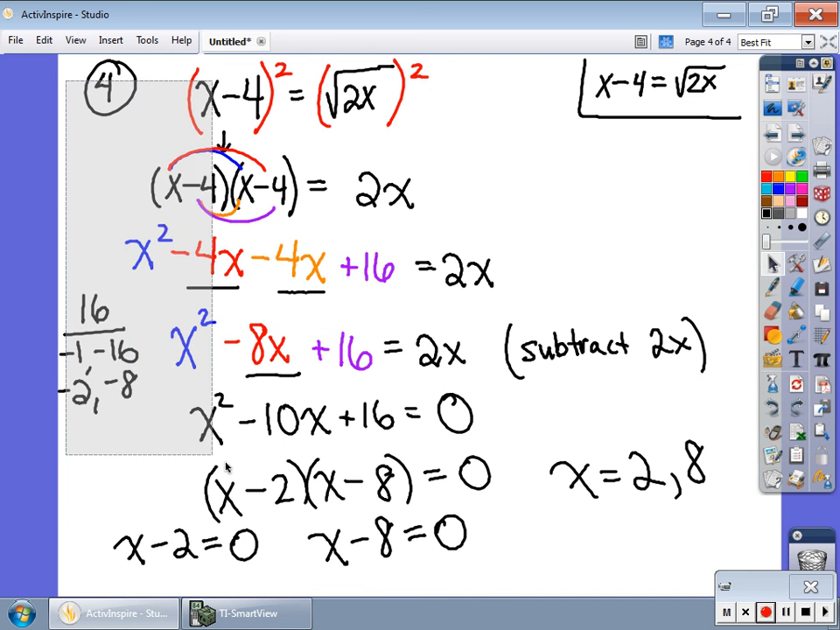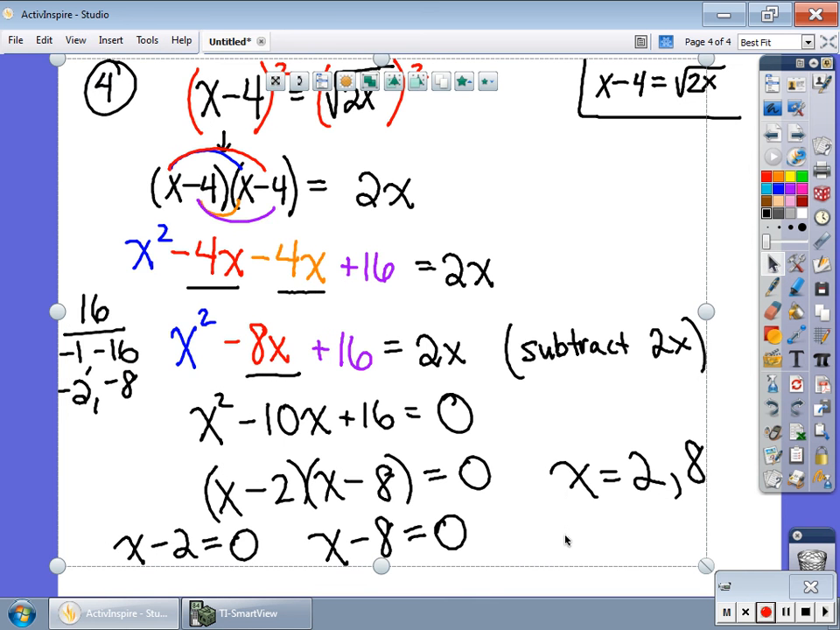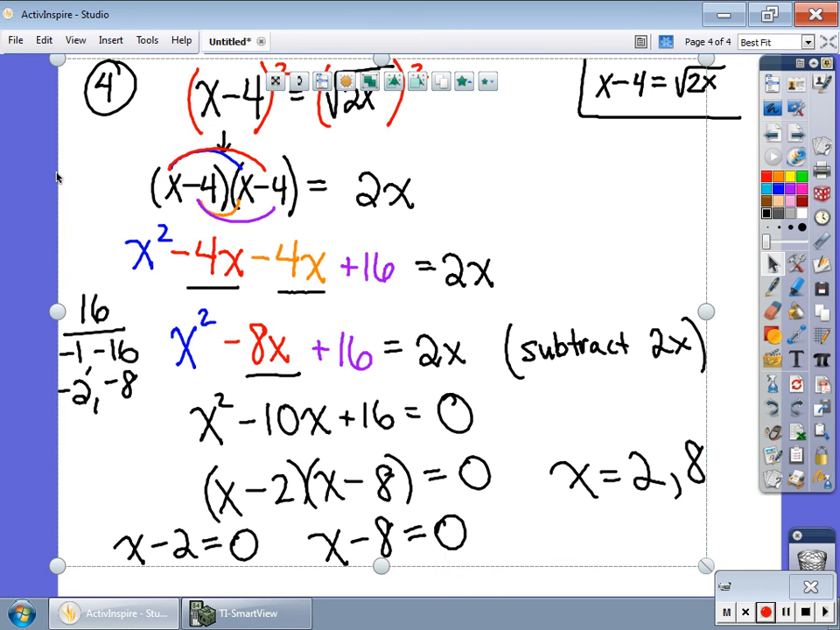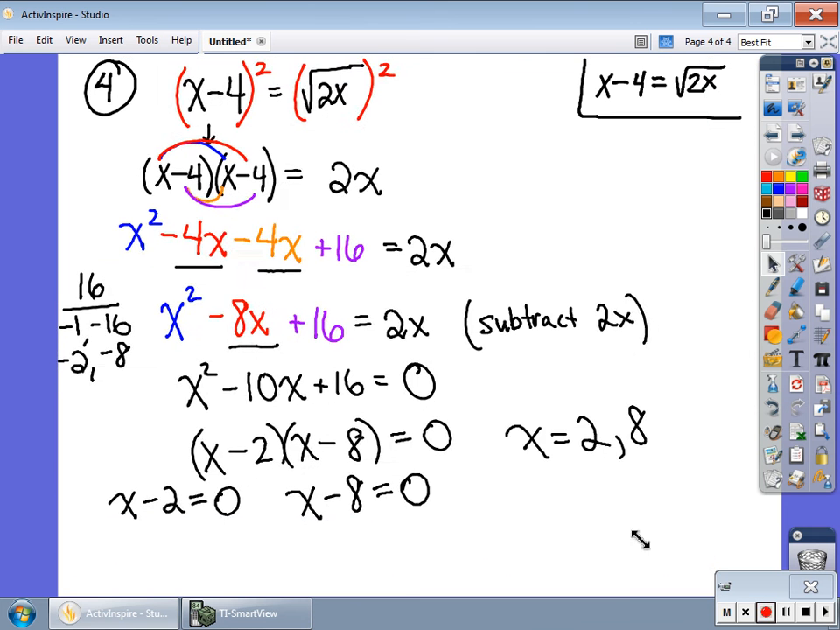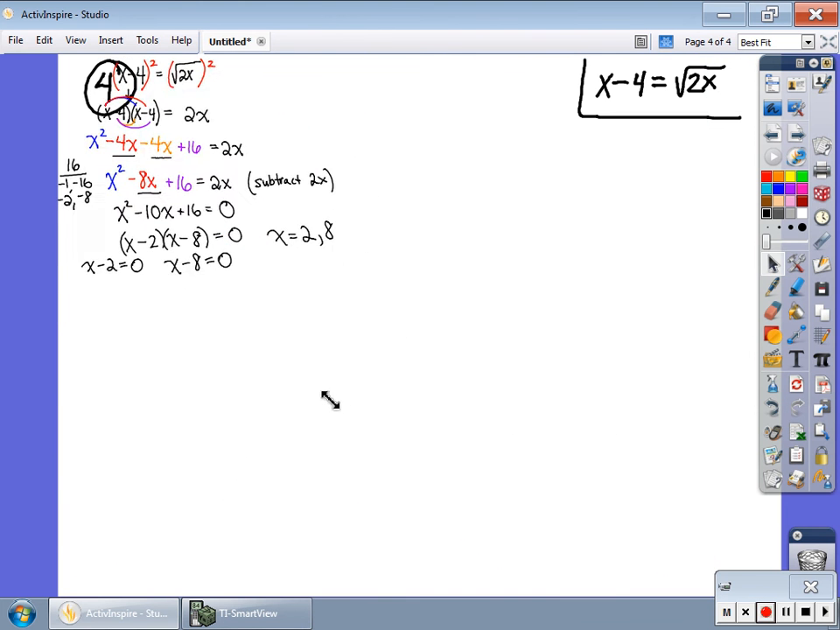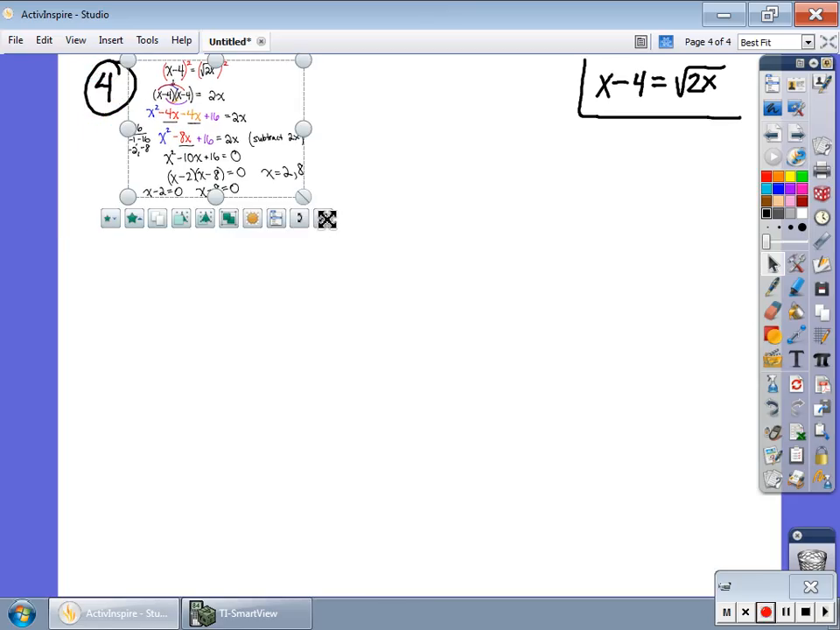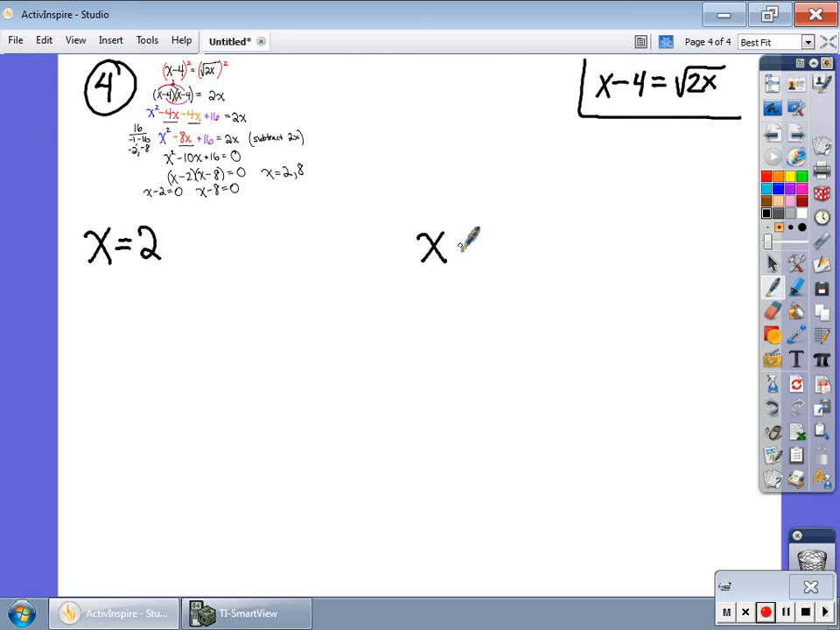Let me make this a little bit smaller. Let's go that way. I don't know if that's going to work. Yes, good. Let me put that there, bring that over here. Okay, so our two answers were x equals 2 and x equals 8.